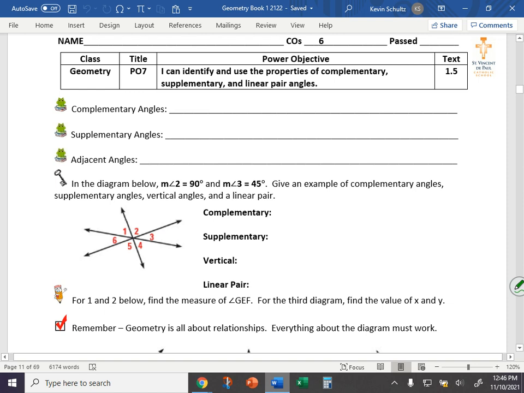Everyone. Good day, geometry. We are covering PO7. Mackie, the tic-tac away, please. Okay.